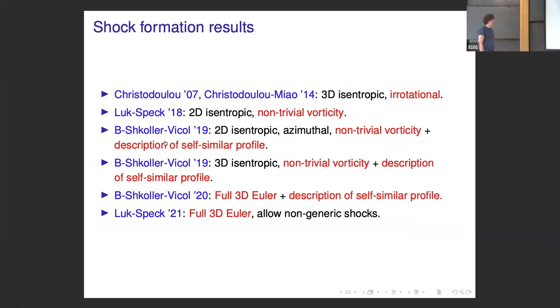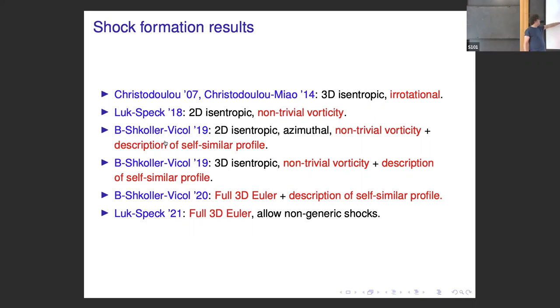Okay, so first we'll start with formation results. Christodoulou was the first to show formation. So this is not just that a singularity occurs, but you can actually describe the type of singularity that occurs. He considered the case of 3D isentropic irrotational data. This was extended by Luk and Speck in the case of non-trivial vorticity for 2D. And we considered the azimuthal case, where we assume azimuthal symmetry, so the solution only depends on the angular variable. The difference between azimuthal symmetry and radial symmetry is that you can have non-trivial vorticity. So it's a good model equation. And I'll talk a lot about this azimuthal case in the following slides.